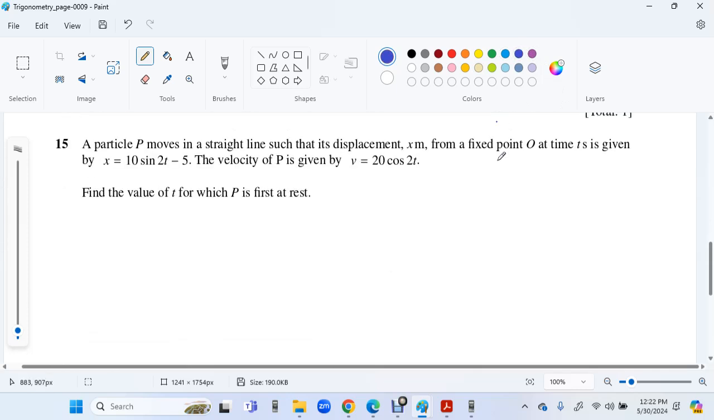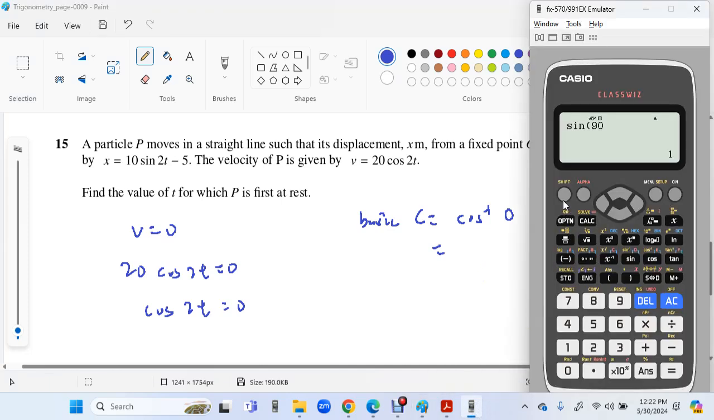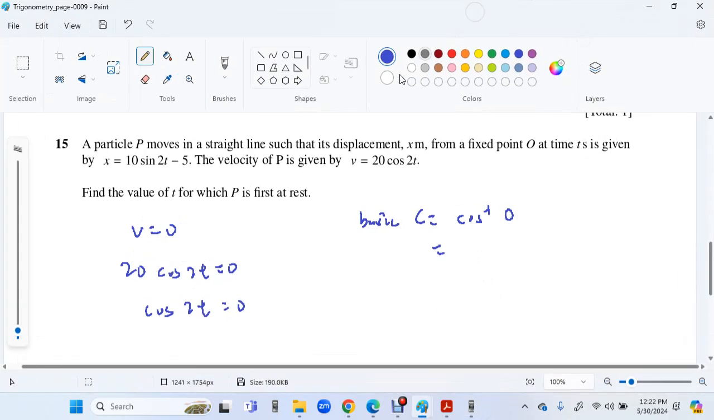Okay, number 15. A particle P moves in a straight line. X is this, v is this. So first at rest, that means the velocity equals 0. So we have 20 cos 2t equals 0. Then cos 2t equals 0. Then the basic angle is arc cos 0. Arc cos 0 is 90 degrees.